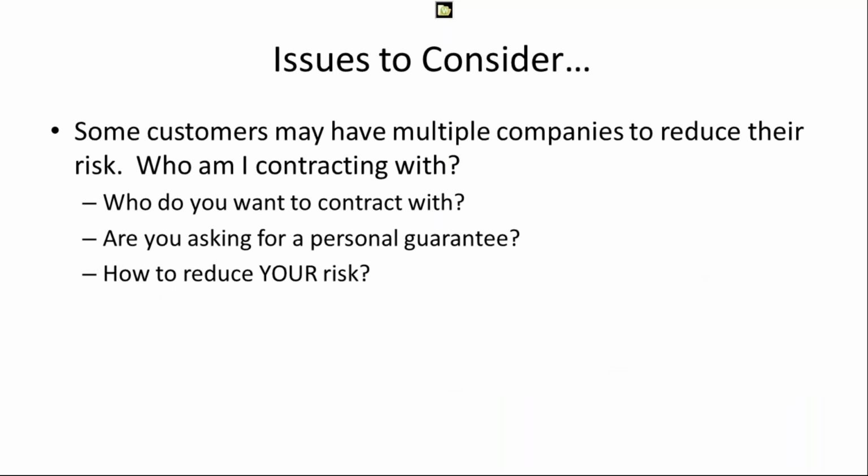Some customers may have multiple companies. We've talked about that to reduce their risk. So again, who you're contracting with, who you're dealing with, you want to know that. You want to ask for personal guarantees. I would encourage you to ask for personal guarantees. You want to reduce your risk as much as possible. So again, knowing who you're dealing with is really important.